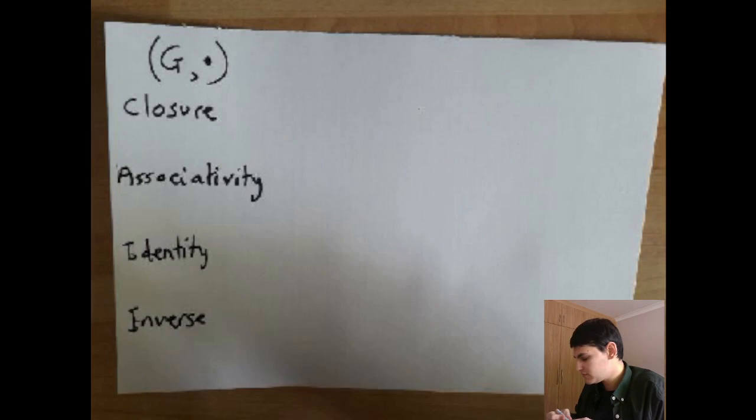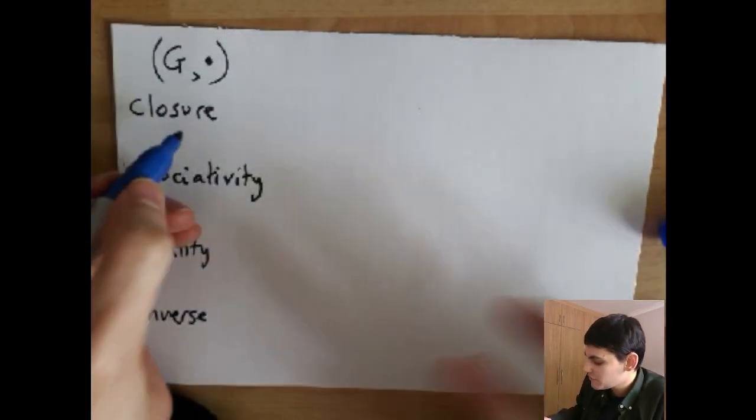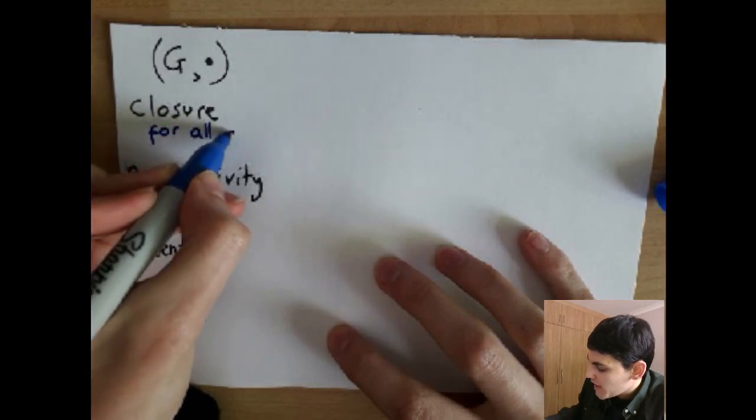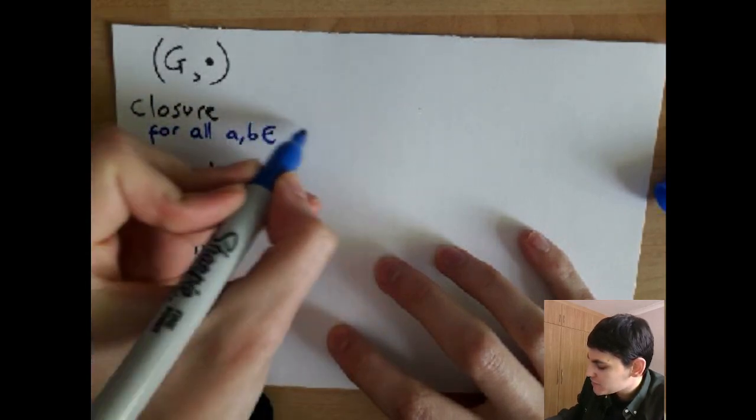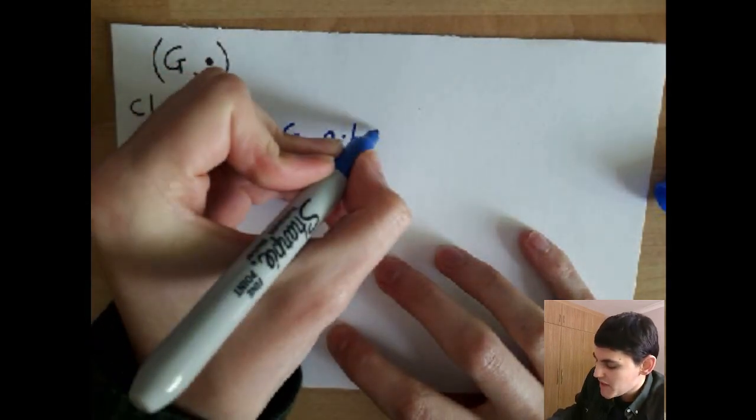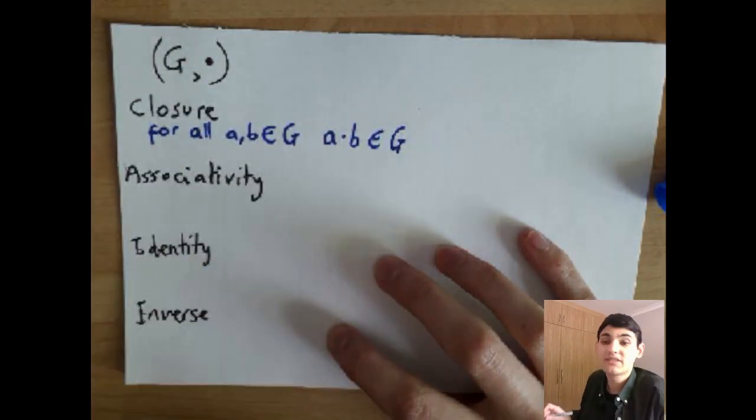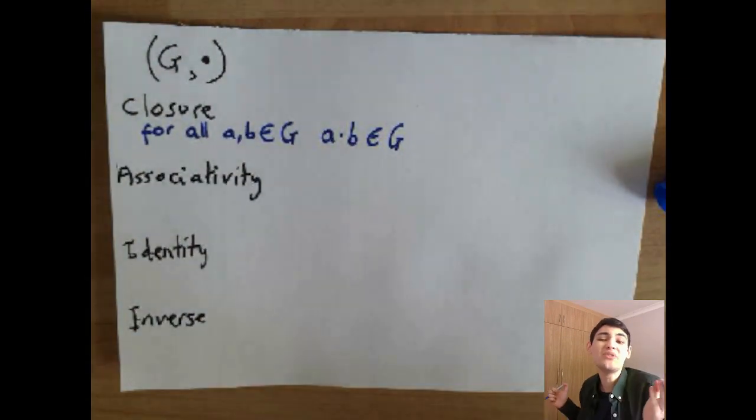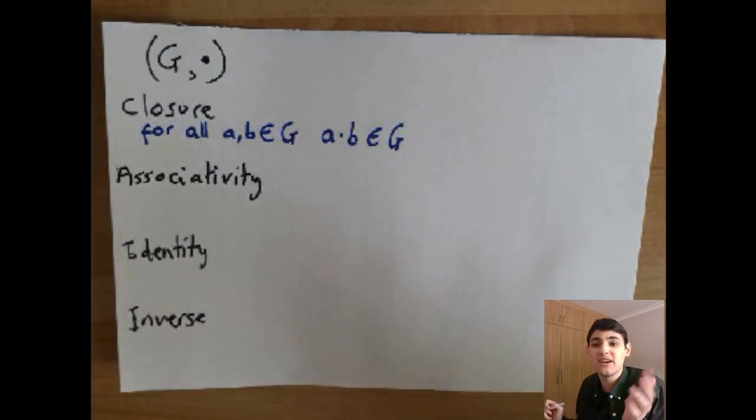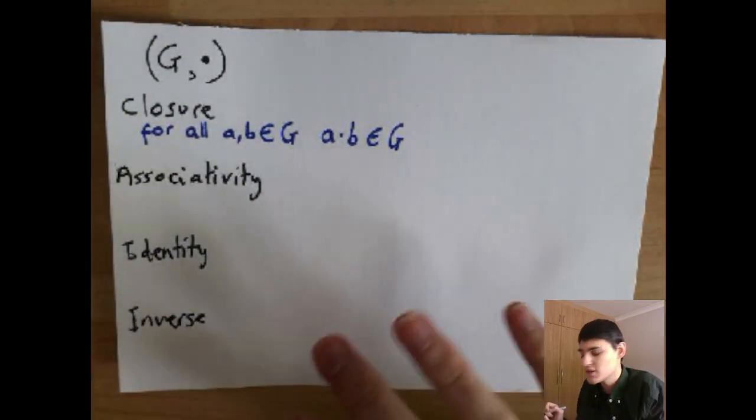Well, closure says that for all A and B in our group G, if you have A operate B, that stays in G. Basically, you don't get anything weird that comes out the other end. You don't get some crazy answer. It stays in the group.